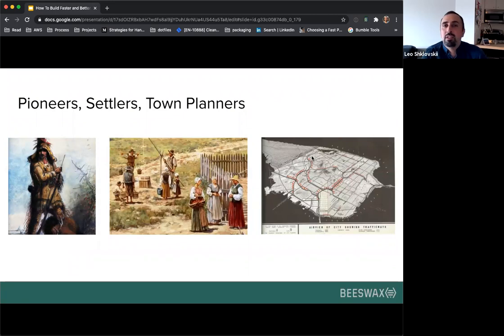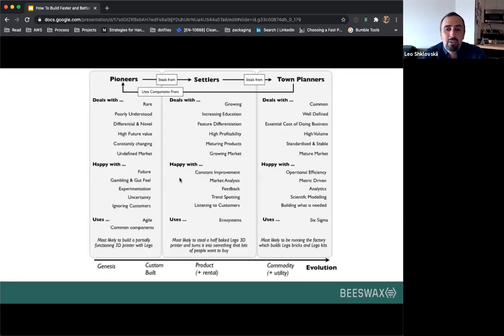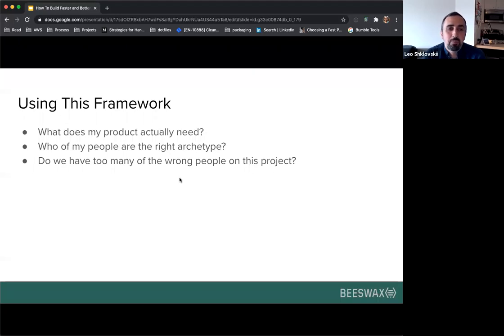And thinking about your project and thinking about your company, they require a different mix of these roles. Some projects might all be pioneers with a tiny bit of settling and town planning. Other projects might require a lot of settler work. Larger projects may require town planners, and a pioneer is not going to be happy and not going to be effective on that team. So none of these are better or worse than any others, but it's important to understand when you're building a product and you're doing your rapid iterations and you are using data, do you have the right people with the right attitudes and the right perspectives to do these projects? And in terms of using this framework, thinking about what does my product actually need, which people do I have, and do we have the right archetypes on this project?